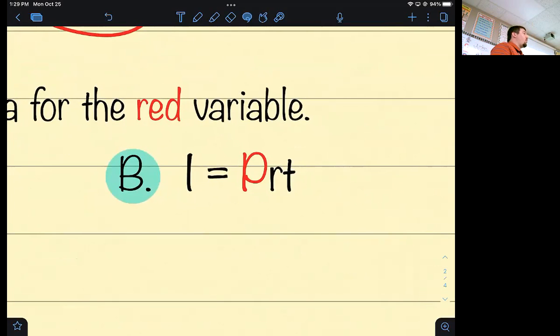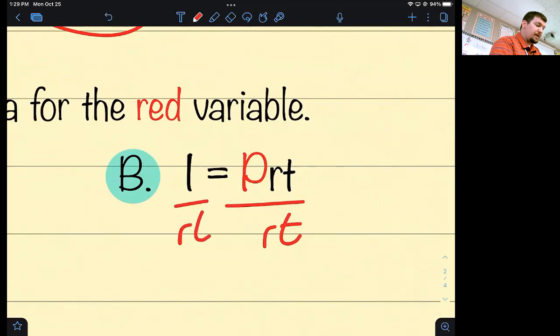I want to solve it for capital P. So what do I need to get rid of if I'm going to solve it for capital P? What do you say, Carter? R and T. R and T are being multiplied, so we're going to divide by RT.